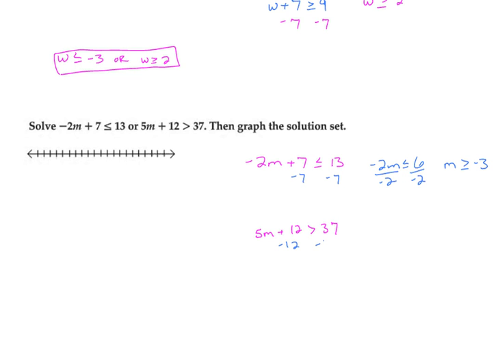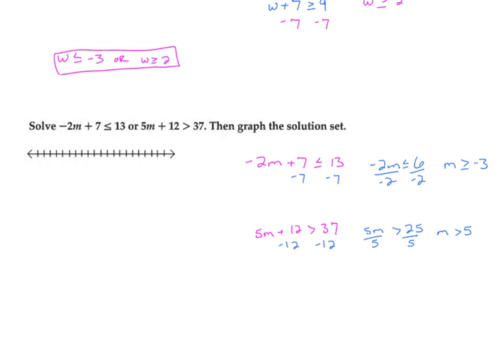Subtracting the 12 down here. Dividing by a 5. M is greater than 5. Okay, this is weird because it looks like both of our inequality signs are going the same way. So double checking to make sure we did everything correct. Yes, we do have to flip the sign there. That is correct. So let's go ahead and graph this and see what that means to us.